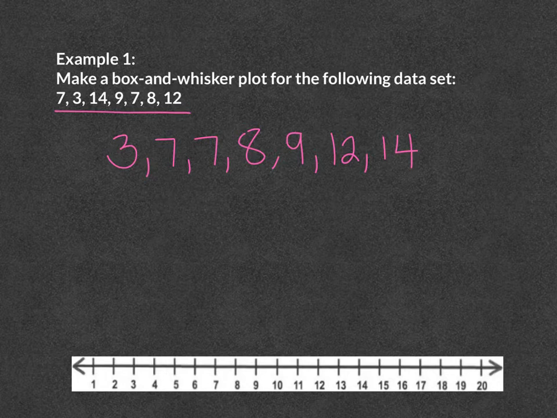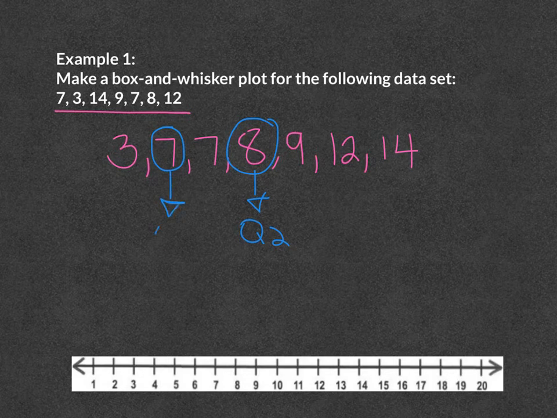Now I'm going to find the median, which is the middle number in the data set. The middle number is 8. That's also called quartile 2. Now I'm going to find the middle number in the lower half of our data set. The middle number is 7. That's called quartile 1. Now I'm going to find the middle number in the upper half of our data set. That would be 12. And that's called quartile 3.